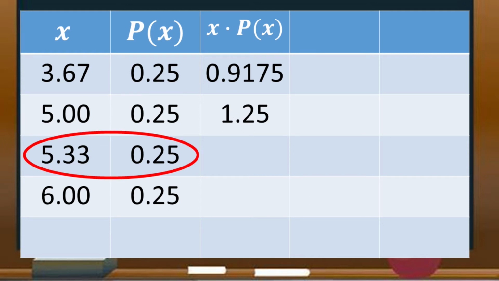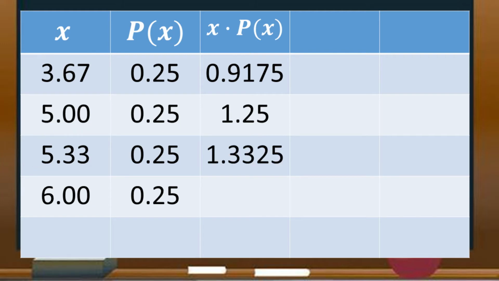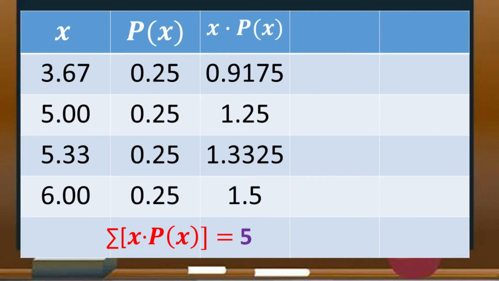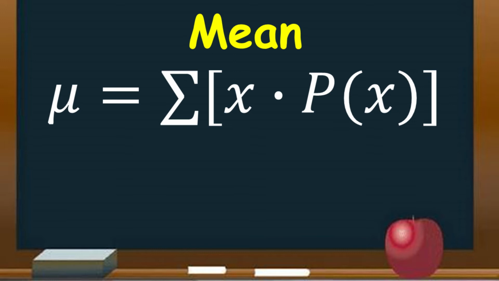5.33 times 0.25 is equal to 1.3325. And 6 times 0.25 is equal to 1.5. Next, get the summation of the product of x and p of x. So add all these values, and the sum is 5. So the mean, which is mu, is equal to the summation of the product of x and p of x, which is 5.